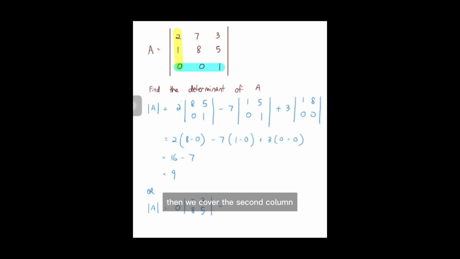Then we cover the second column. So minus 0 multiplied by the second small determinant, which is 2, 3, 1, 5. Next, we cover the third column and plus 1 multiplied by the third small determinant, 2, 7, 1, 8. Then 0 times anything is 0, minus 0 plus 1 multiplied by 2 times 8 minus 7 times 1, and we get the final answer equal to 9.